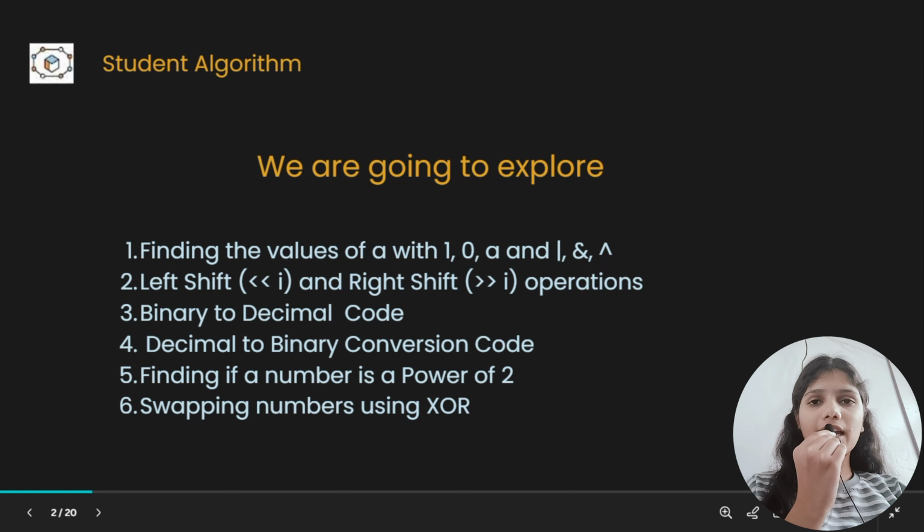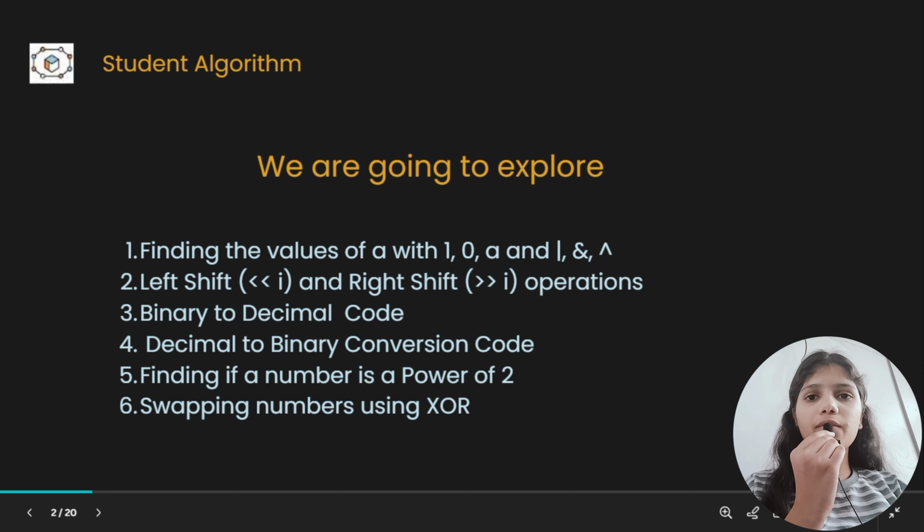The second topic that we are going to see is left shift and right shift operations. What exactly the left shift and right shift operations mean, and then we'll be seeing the programs of binary to decimal conversions and decimal to binary conversions. Then the fifth topic is finding whether the given number is a power of 2 or not. We'll be given a certain number, and we need to find whether it is a power of 2 or not. We'll be writing the code for these as well.